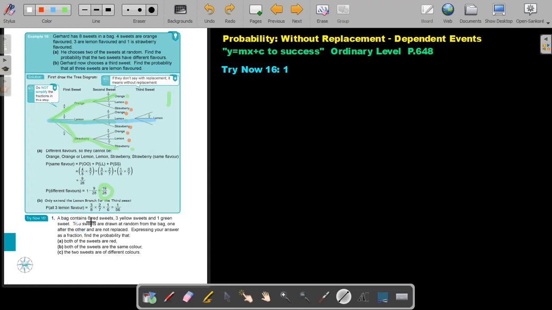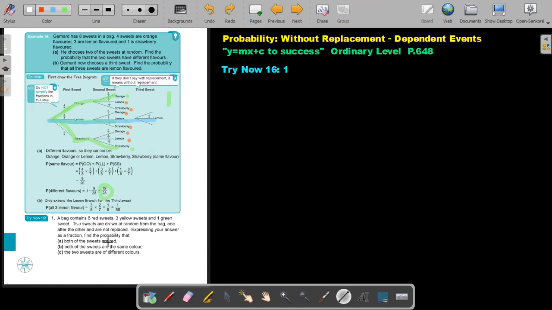A bag contains 6 red sweets, 3 yellow sweets, and 1 green sweet. 2 sweets are drawn at random from the bag, one after the other, and not replaced. Very nice, they are saying it. If they don't say it, it means not replaced. But if it's replaced, they will mention it. Expressing your answer as a fraction, find the probability that both sweets are red.